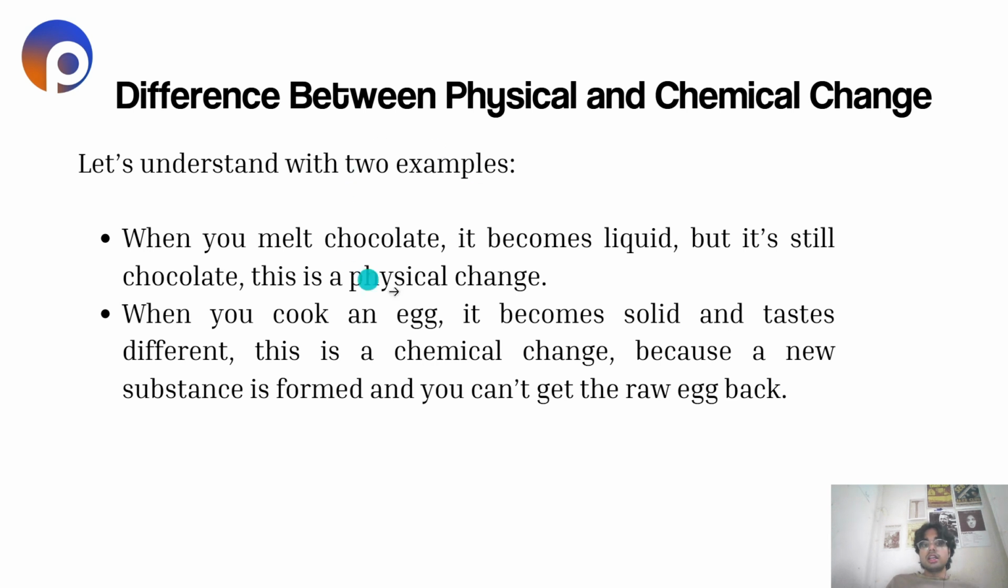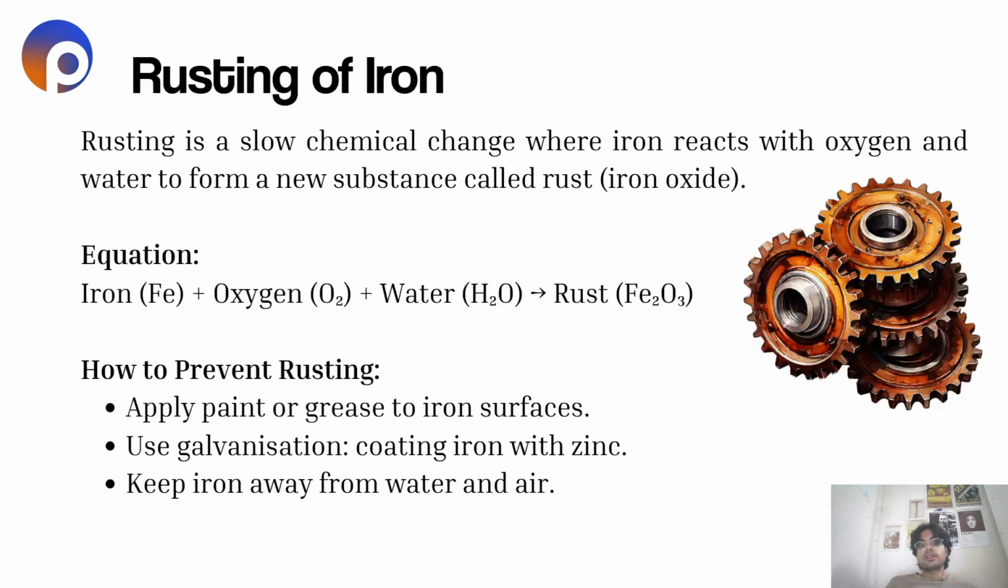Meanwhile, in a chemical change, for example, when you cook an egg, now egg is in liquid form. It becomes solid and tastes different by cooking it, or you can boil it or make an omelette with it. So it will turn into a different substance. This is a chemical change because a new substance is formed and you cannot get the raw egg back. It is irreversible. So it is a chemical change.